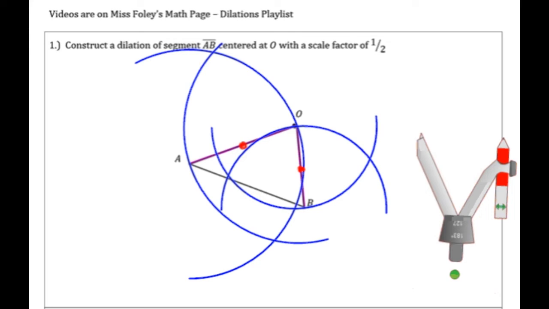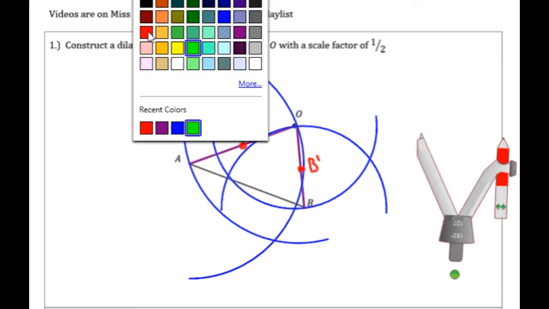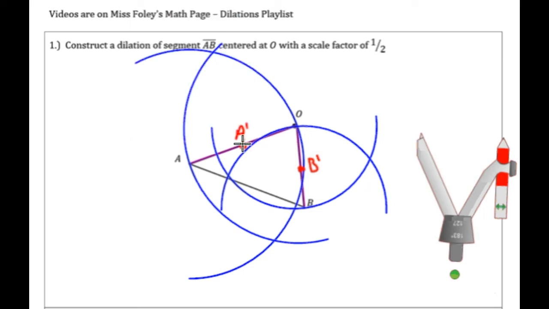Okay, but then you have to actually finish it up. So what we're going to do is label. So this point is A prime. This point is B prime, but since you originally had a segment, you have to connect those two points to form a segment. So I'm just going to go like this, and there we go. We dilated segment AB with a scale factor of 1/2.